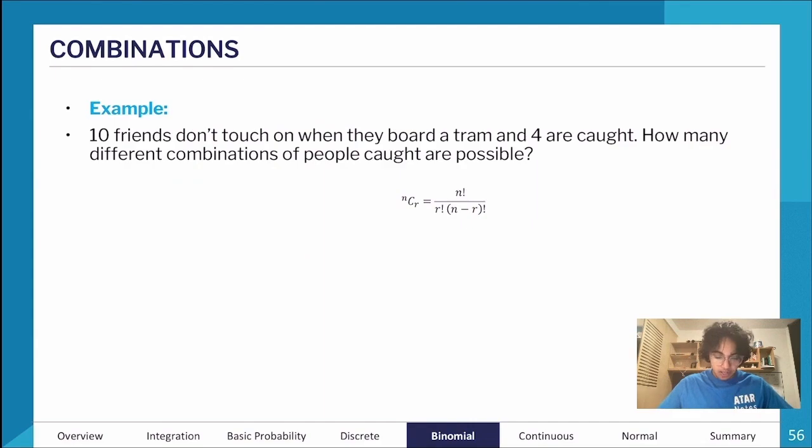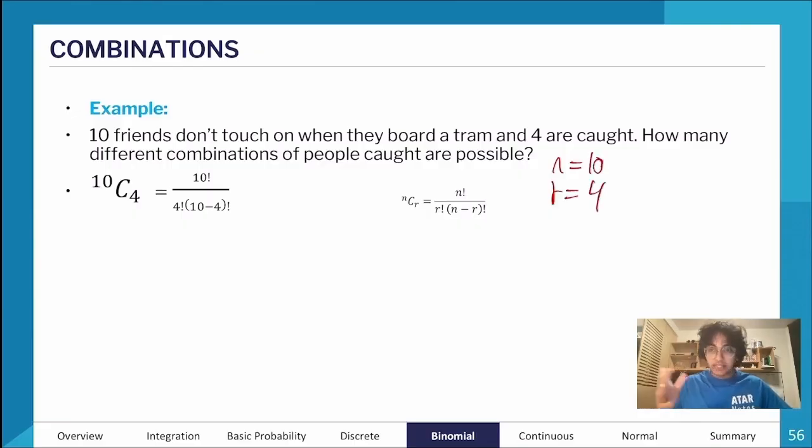So 10 people touch on when they board a tram and 4 are caught. How many different combinations of people are possible? So we're going to say that the number of people possible is 10, right? And the groups are 4, right? So I'm choosing 4 from 10. How many ways can I choose 4 from 10? That's what this is asking, right? So you read this as 10 choose 4. So C for choose. So I just chuck it into the equation. So 10 factorial divided by 4 factorial times (10 minus 4) factorial. And so that's just this.